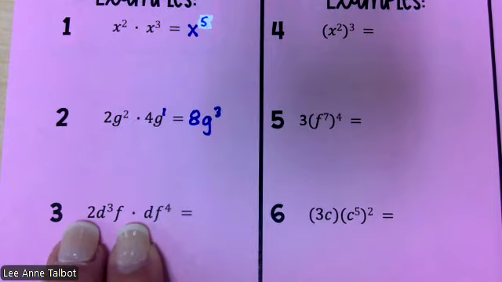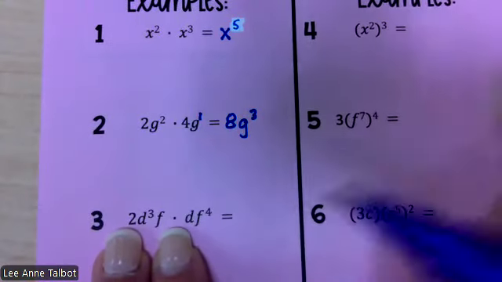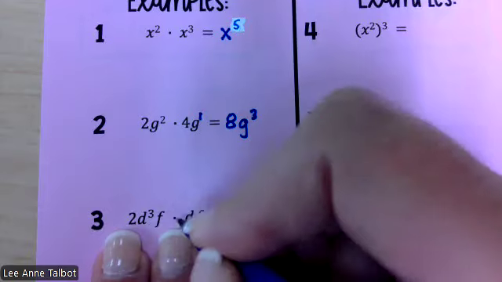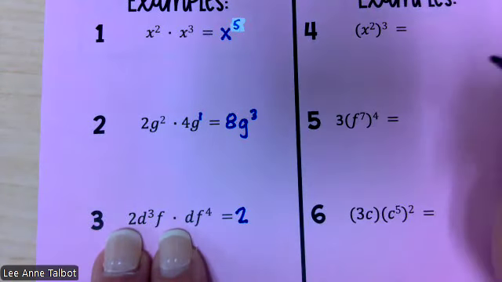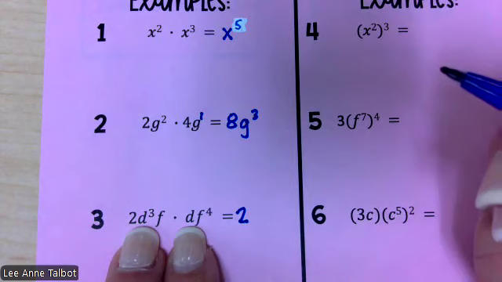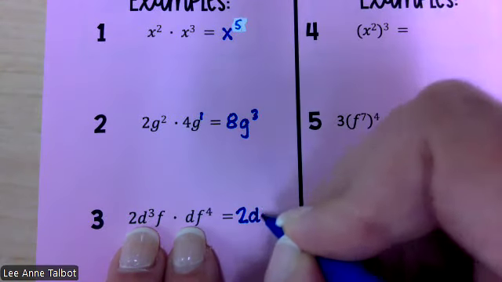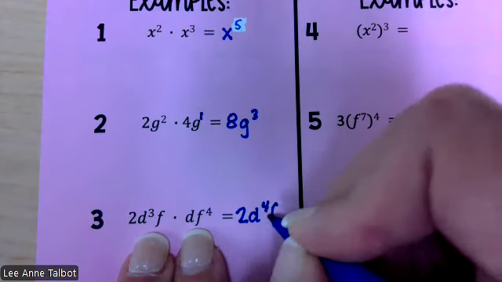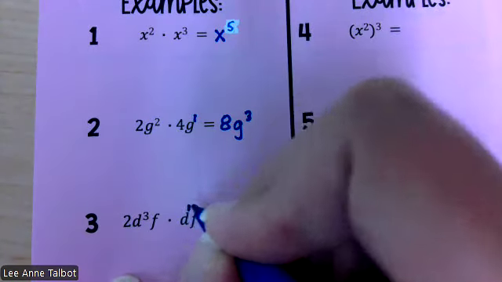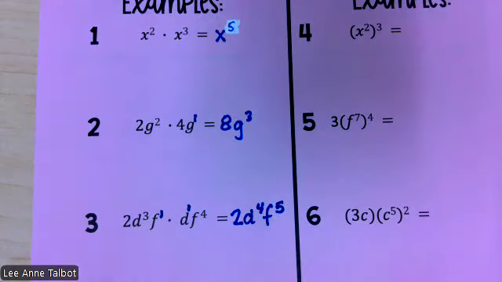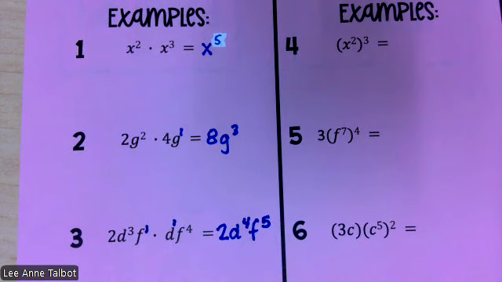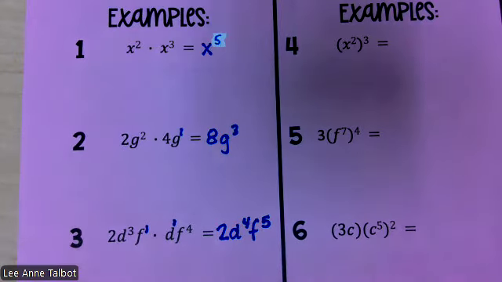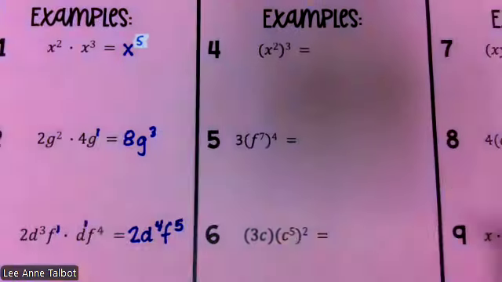Okay, number 3. 2. There's a 1 in front of there, so 2 times 1 is 2. How many total d's do I have? 4. And how many total f's do I have? 5. And again, if you need to put little 1 exponents on there, by all means, go ahead.